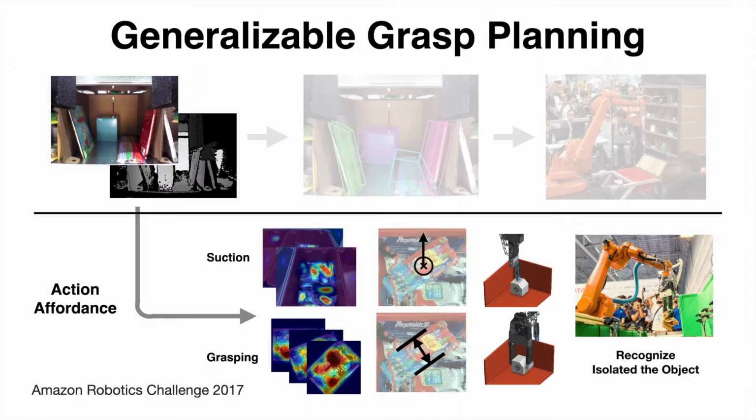To achieve this goal, the second time we participated in the Amazon Picking Challenge, we completely changed the system to directly predict the action affordance from the camera observation. For example, the system directly predicts the suction point or grasping position from the RGBD image without the need of object pose estimation.